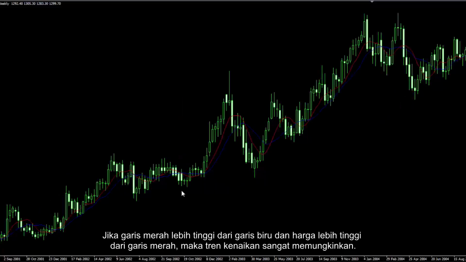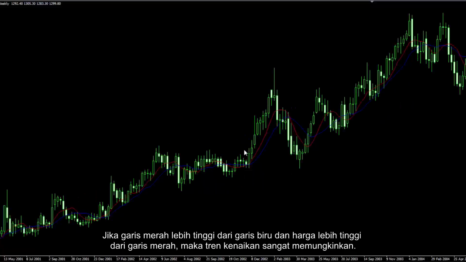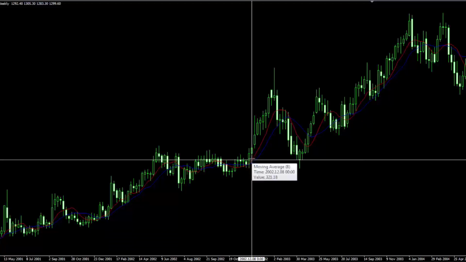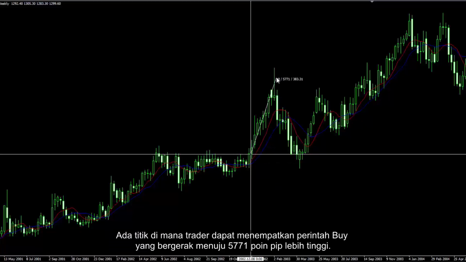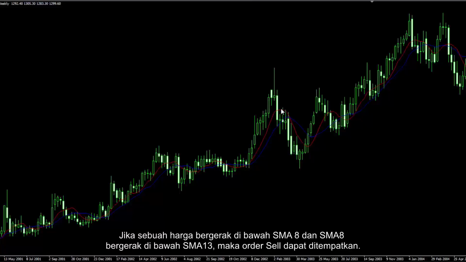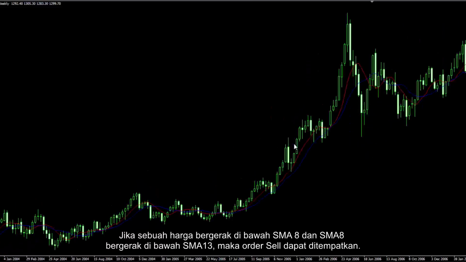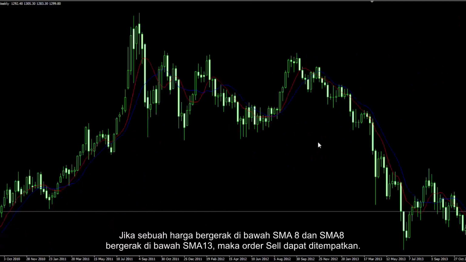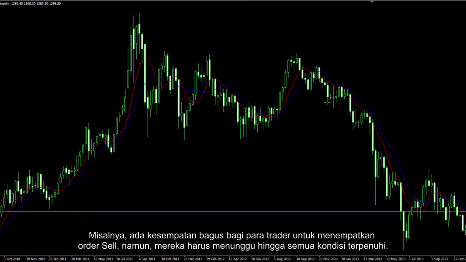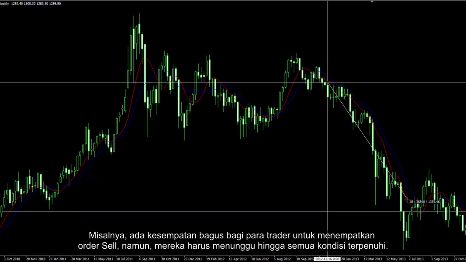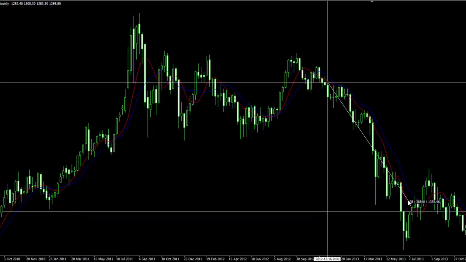If the red line is higher than the blue line and the price is higher than the red line, then an upward trend is more probable. There is a spot where a trader could place a buy order that proceeded towards a 5,771 pips higher point. If a price goes under SMA 8 and SMA 8 moves under SMA 13, then a sell order can be placed. For instance, there was a good opportunity for traders to place a sell order. However, they had to wait until all conditions had been fulfilled.